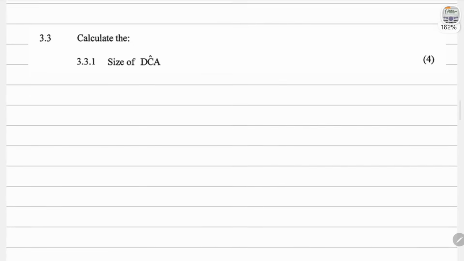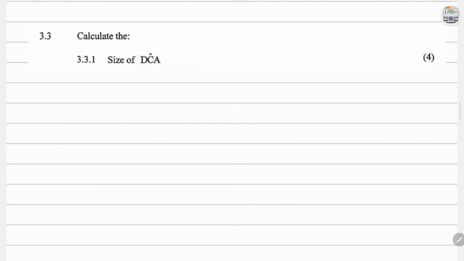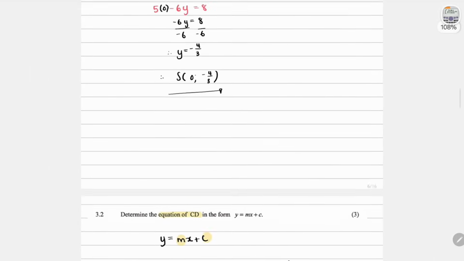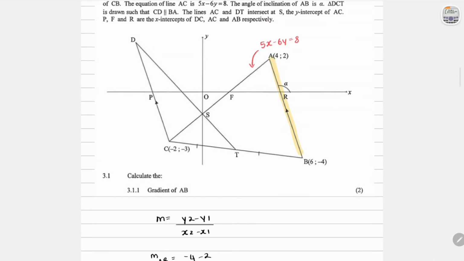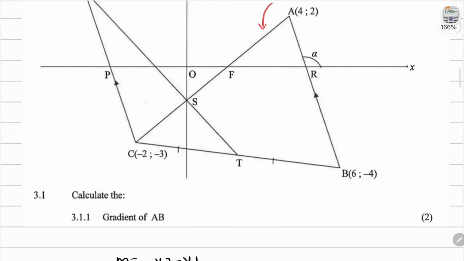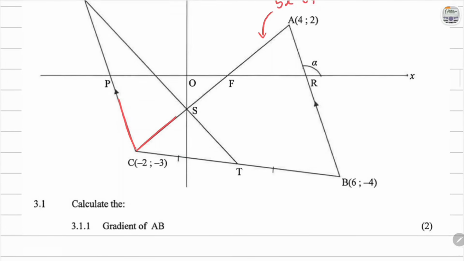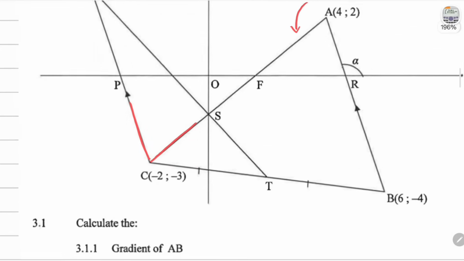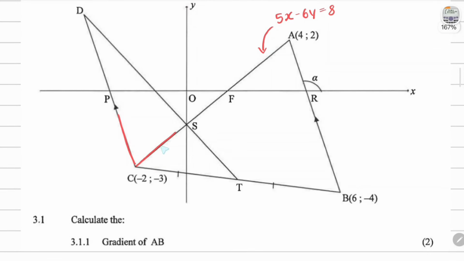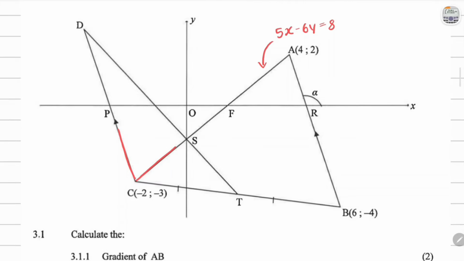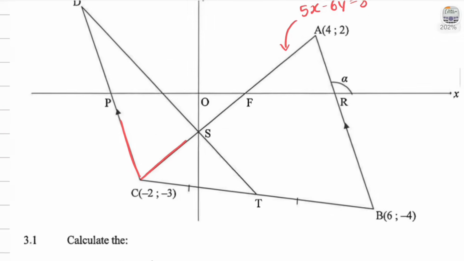Question 3.3 says calculate, and 3.3.1, we need to find the size of angle DCA. So let's look at what this looks like in our diagram. So DCA is over here. So to find this angle, how do we do that? Okay, we can make some constructions here. Do you see that this angle is created by two important lines, two lines which we either have the gradient of or can find the gradient of.